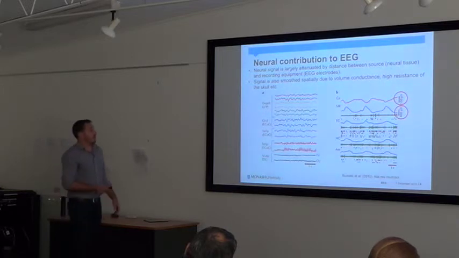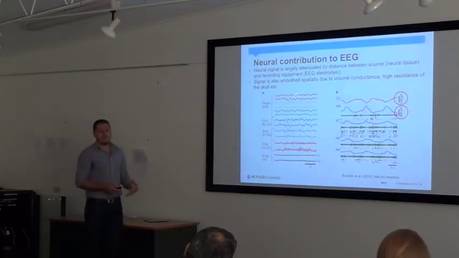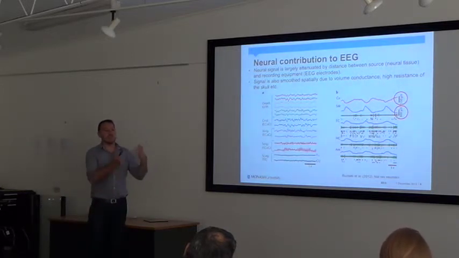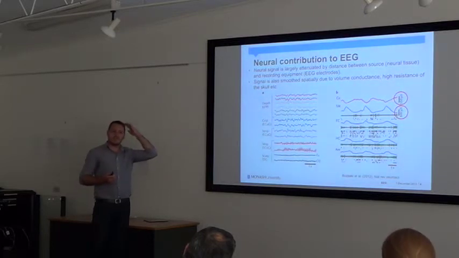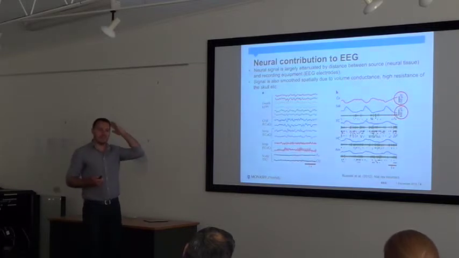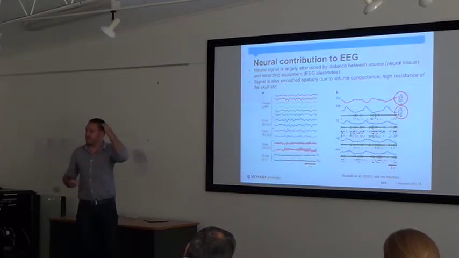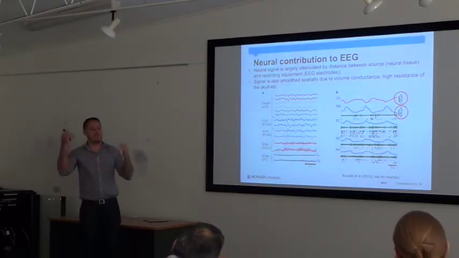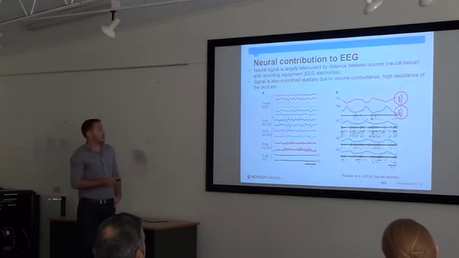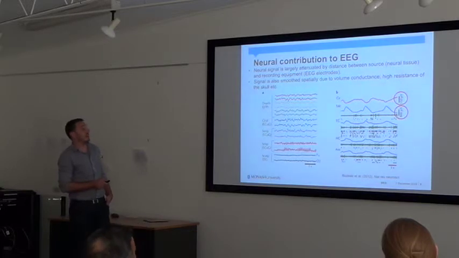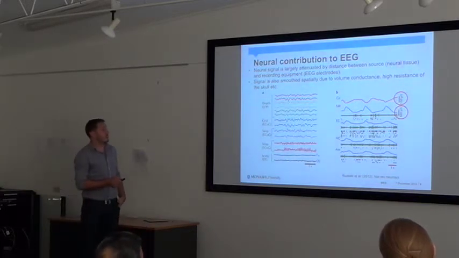Another important point is that where we're recording these signals from is actually quite a long way from the source. When you put these little electrodes on the head, you've got to get through the scalp, you've got to get through the skin. So there's quite a fair bit of distance from the brain to the electrode. This results in a really large attenuation of the signal from the source, which is neural tissue, to the EEG electrode.